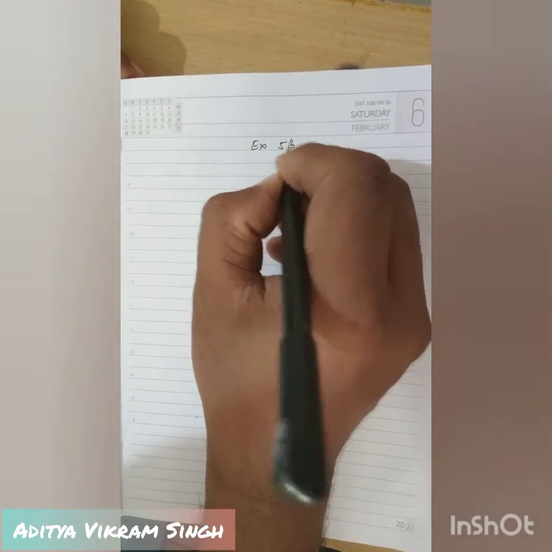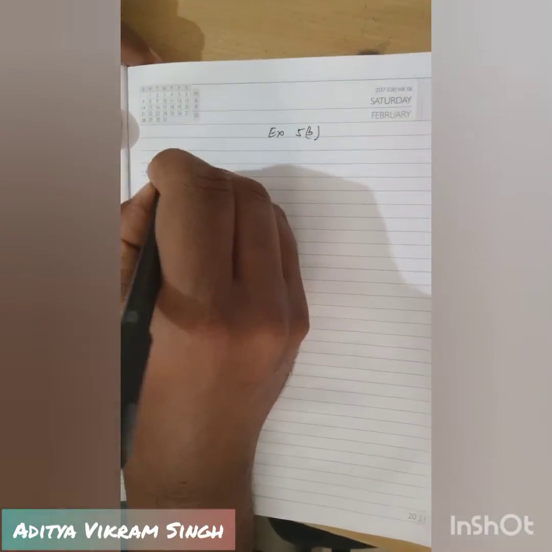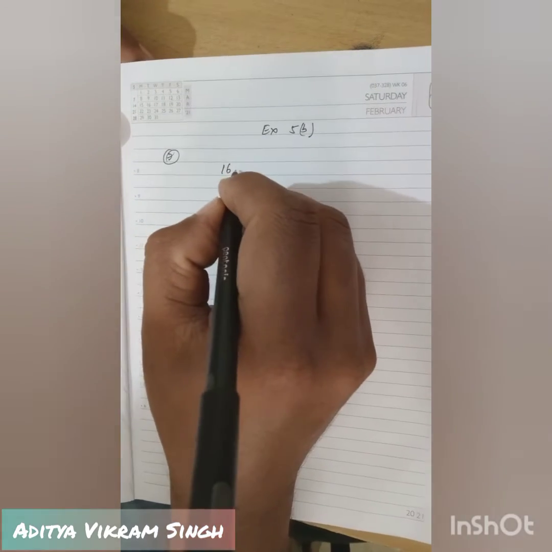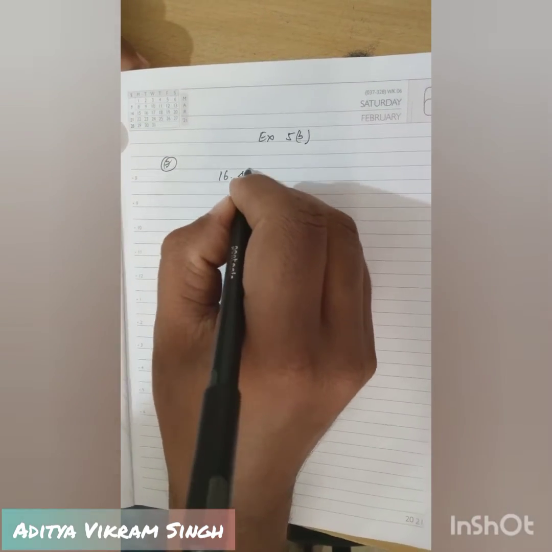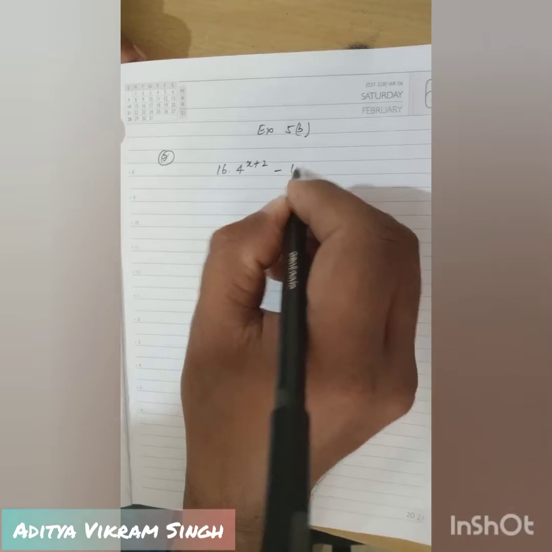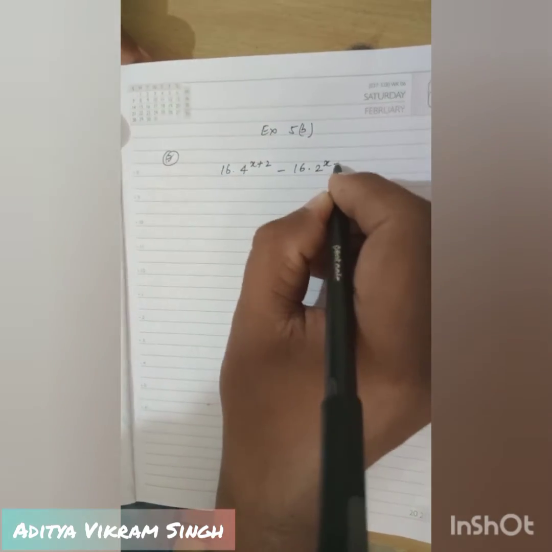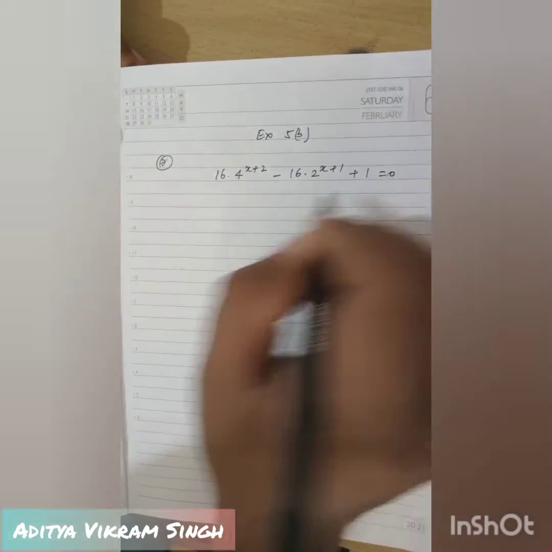Exercise 5b of quadratic equation. We are going to solve question number 7, which is 16 into 4 to the power x plus 2 minus 16 into 2 to the power x plus 1 plus 1 is equal to 0.